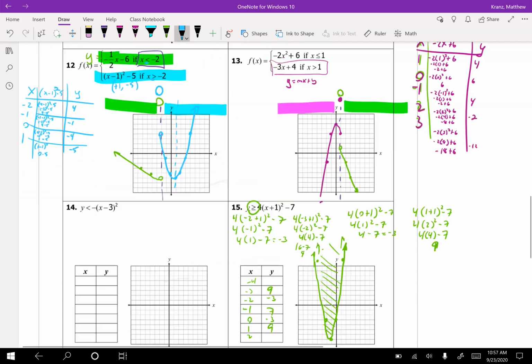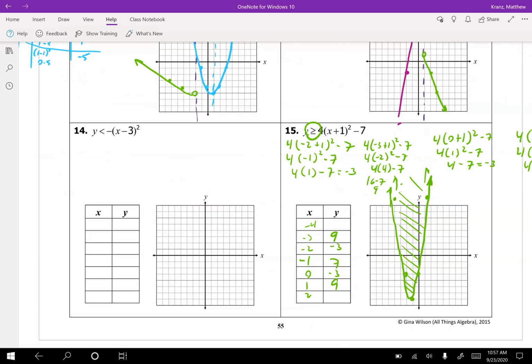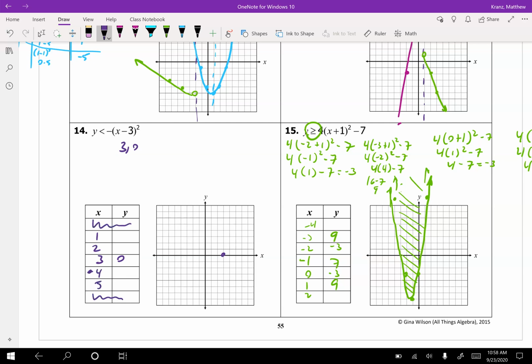All right, and then we got 14. On 14, this is an inequality again, and notice there is no line under here, so we're going to have a dashed parabola. Okay, very important, a dashed parabola. Our vertex is going to be 3, 0. So 3, 0 is our vertex. So we're going to go 2, 1, and let's do 4 and 5.